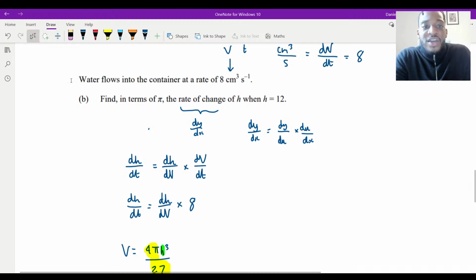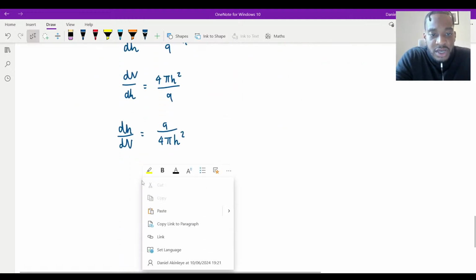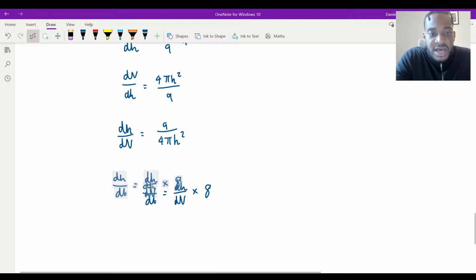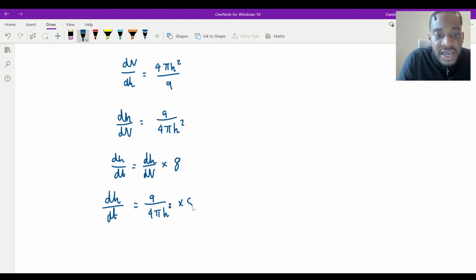Remember, we're looking for the rate of change of the height. We need dH by dt. So I'm going to get this here, and I know what dH by dV is now, so I'm going to put this here. I'm going to say then that we're going to have dH by dt is going to equal dH by dV, which I know is 9 over 4 pi h squared times by 8.